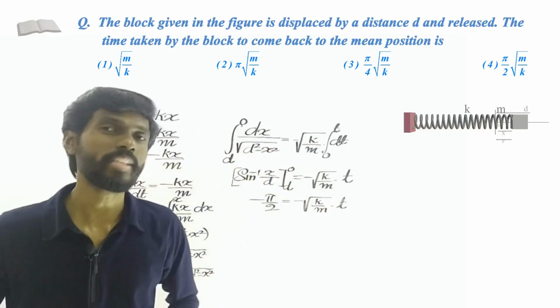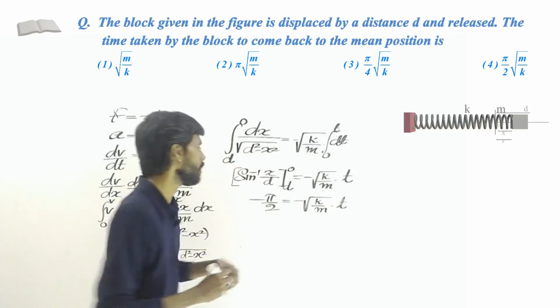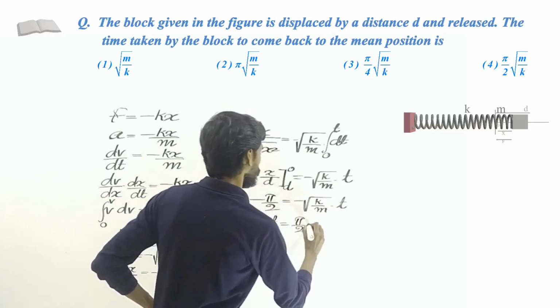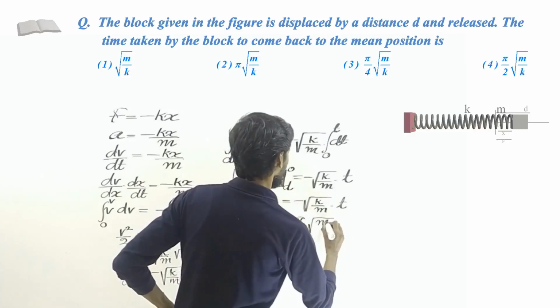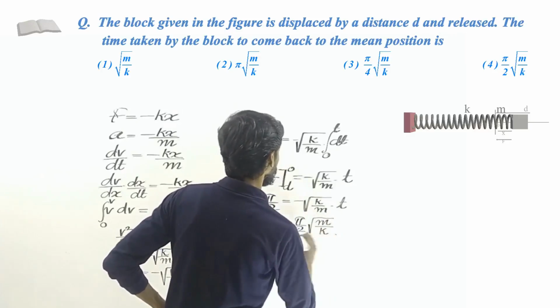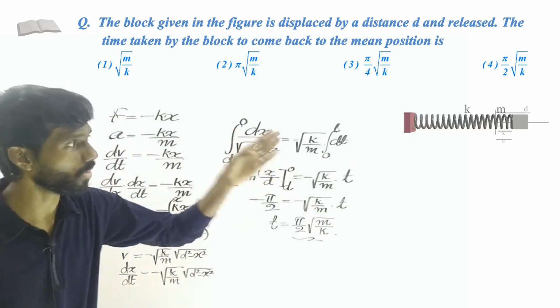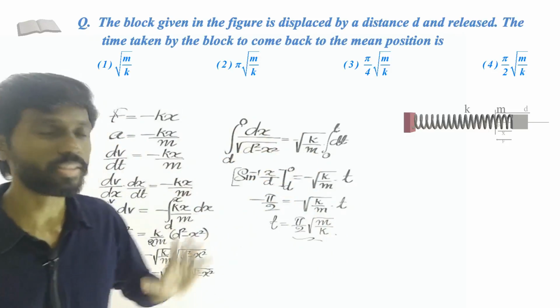From this we can find the value of t, right? So the value of t is pi by 2 times the square root of m by k. So that's all. This is the required value of t, the time taken by this block to reach its initial position. So that is the answer.